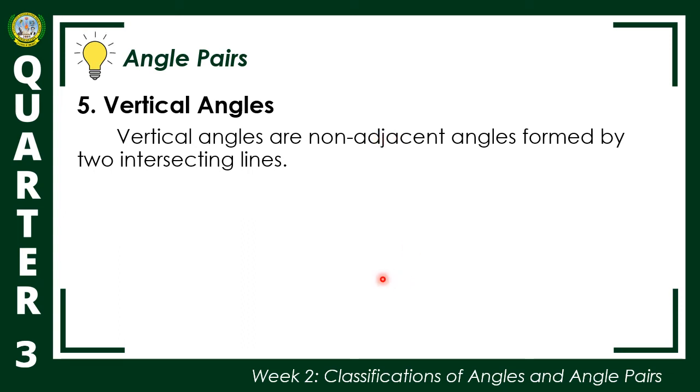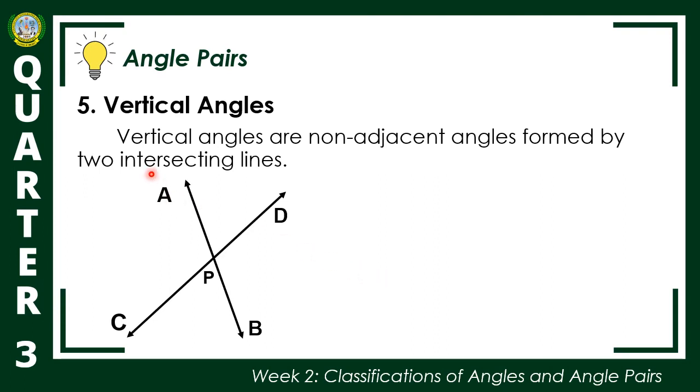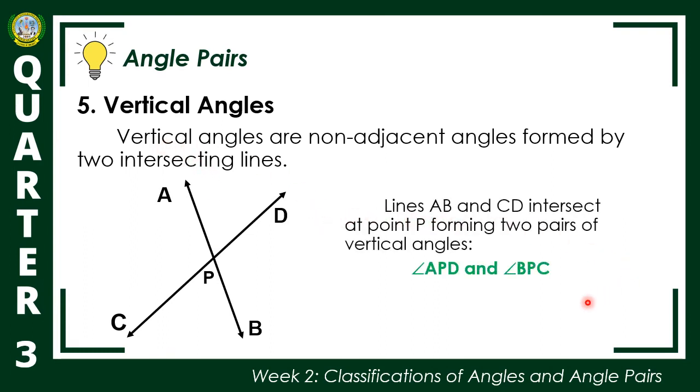Okay? So again, ito yung ating illustration. So in this figure, we have two pairs of vertical angles. The first pair would be angle APD and angle BPC, and the second pair would be angle APC and angle DPB. Okay? So, dalawang pares agad yung nabuo natin na vertical angles.